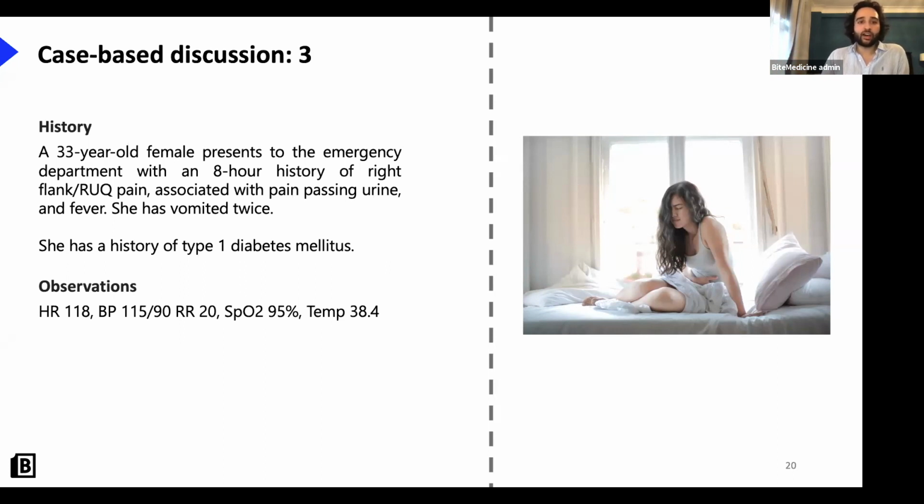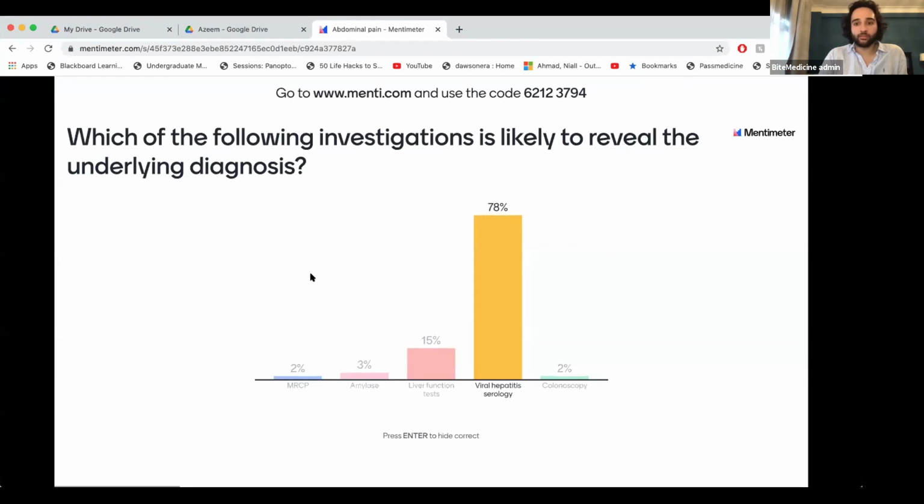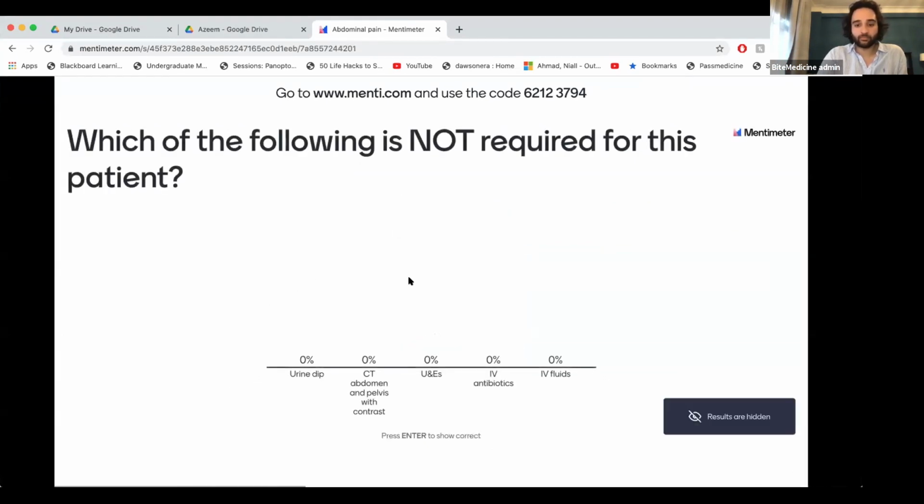She has a history of type 1 diabetes. As you can see on those obs, tachycardic, and with a temperature once more. Those are probably the big abnormal things there. So digest that history a little bit, have a deep think about that, and we'll head back over to Menti. Which of the following is not required for this patient in the immediate term? Which of the following do you think is not going to be needed in the immediate term for this patient?